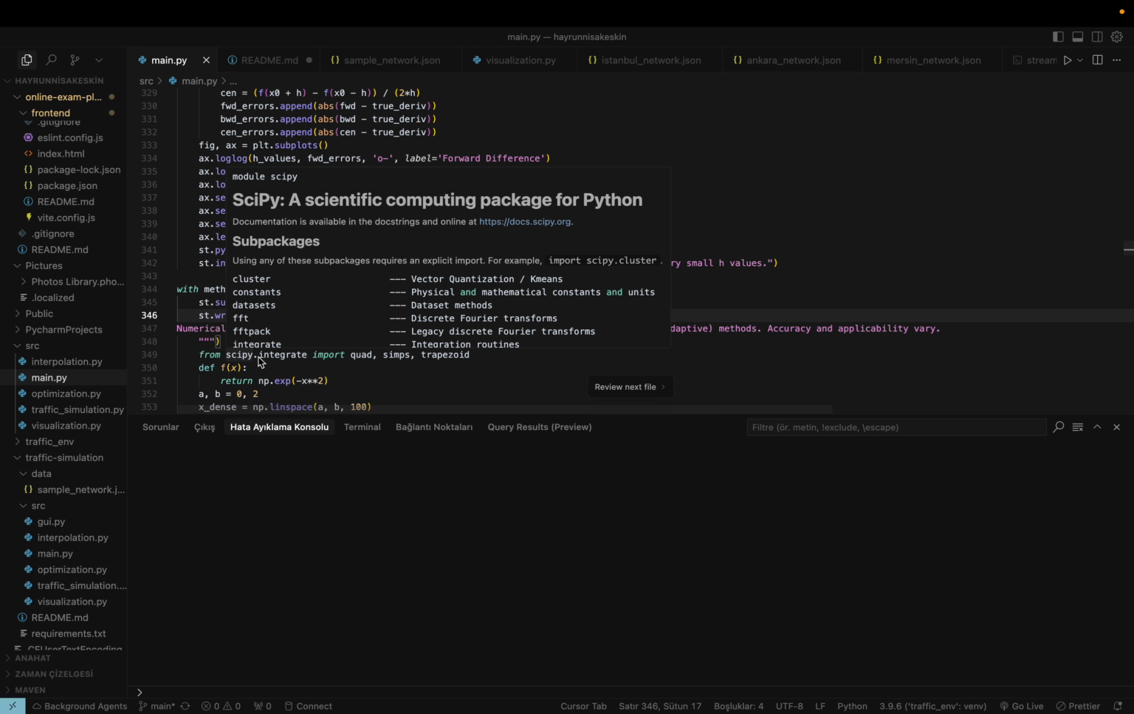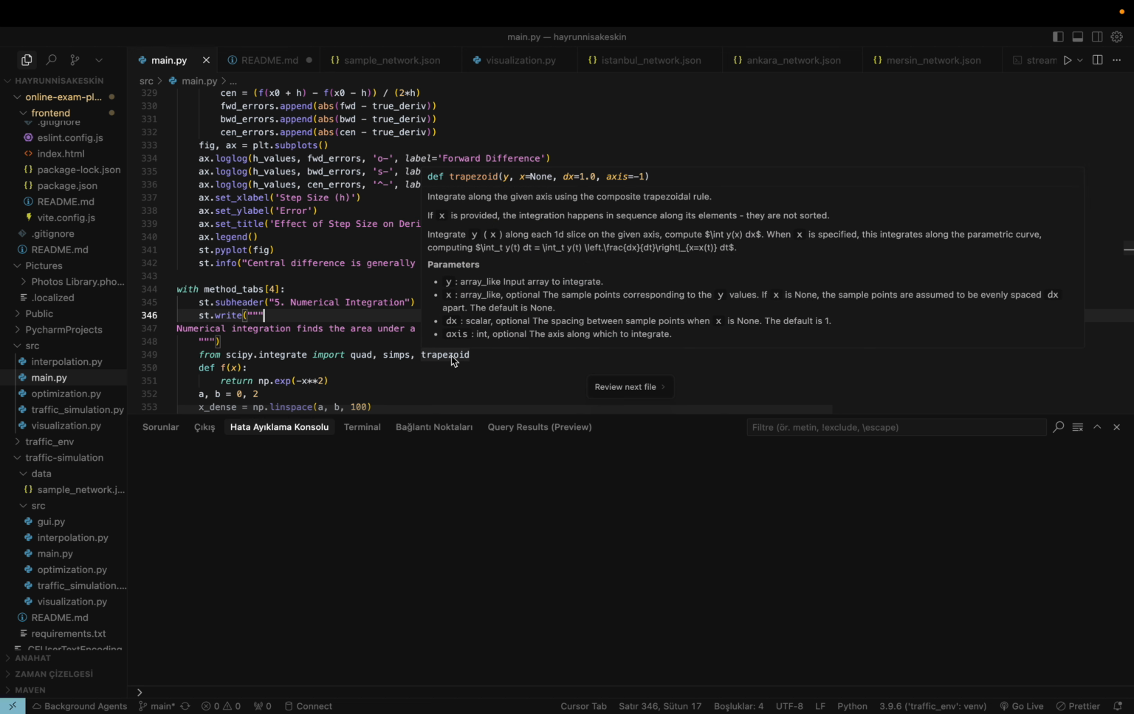And cluster vector quantization, physical and mathematical constants and units, dataset methods, and FFT, the discrete Fourier transforms, and FFT pack, the legacy discrete Fourier transforms, and integrate, the integration routines. Yes, quad, Simpson and trapezoid.